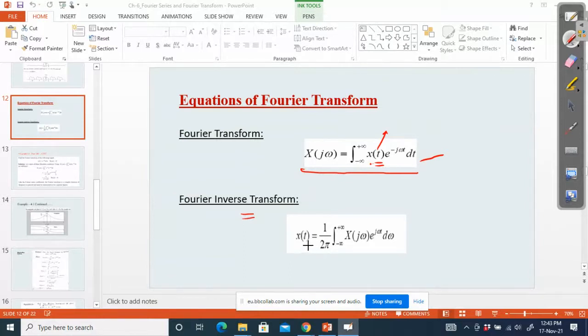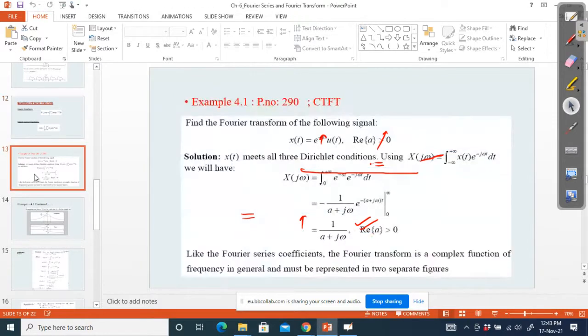If inverse Fourier transform is not in your syllabus, fine. It means if you have the Fourier transform of any signal, then you can come back to the x(t) signal, the time domain signal. X(j omega) is the frequency domain signal, and x(t) is the time domain signal. So we go to the example. Find the Fourier transform of the following signal: e to the power minus at u(t), where a is greater than 0. So I solve this example over here.